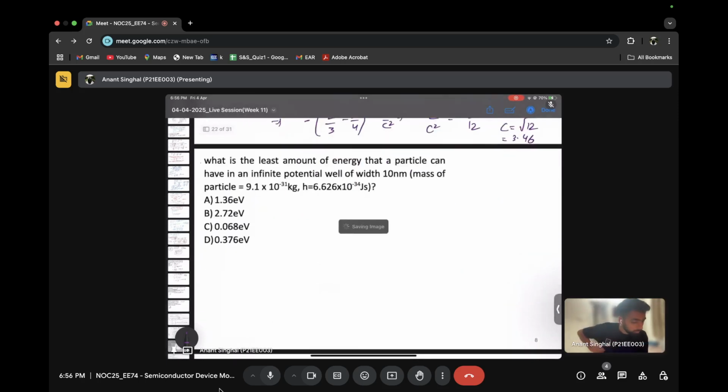Yeah. So again, a simple question. What is the least amount of energy that a particle can have in an infinite potential well? The width is given. This is very easy. Quickly let me know the answer. We just need to use the energy formula that we derived.